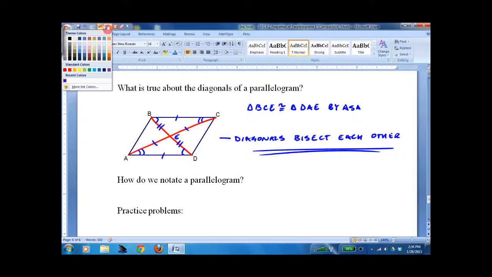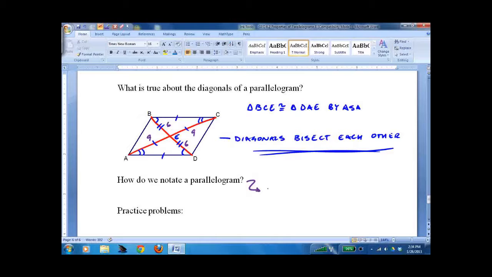So if we have 9 here and 6 here, we'll have 6 here and 9 here. Already talked about this. We notate with a little shape that means parallelogram.